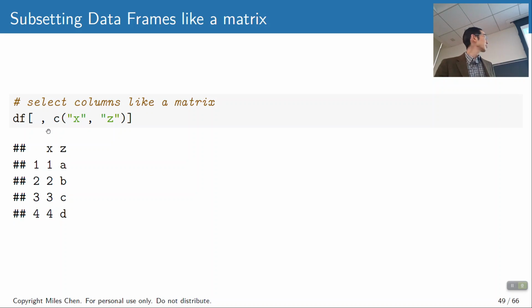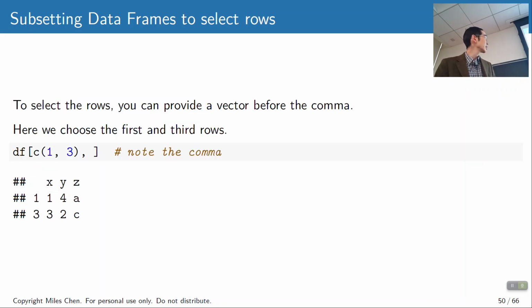Here, similar kind of idea. I have a space and a comma, and so I'm saying give me back all the rows, but the columns X and Z. These two result in the same thing, but this one's subsetting like a list, and this one's subsetting like a matrix. Here, I'm saying just give me the 1st and 3rd rows, comma. We do that.